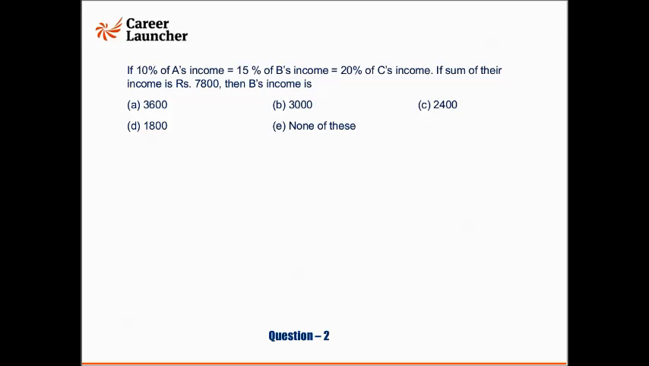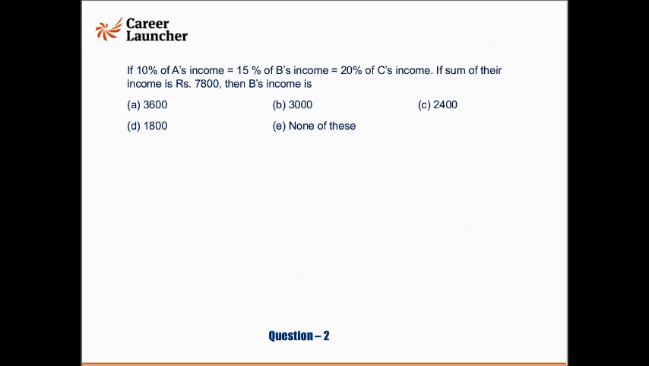Now, coming to the second question. It says, if 10% of A's income equals 15% of B's income equals 20% of C's income, and the sum of their incomes is 7800, what will be B's income? Now there are two methods to do it.